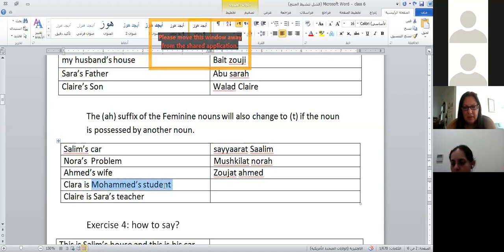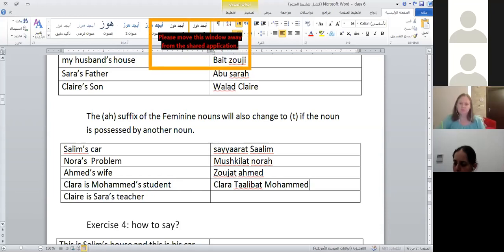I want to make this sentence. So "student" is feminine because Clara is the student. So is that right? Talibat. You say Clara Talibat Muhammad. Talibat Muhammad. That's it. It's not complicated. You know how to do it.